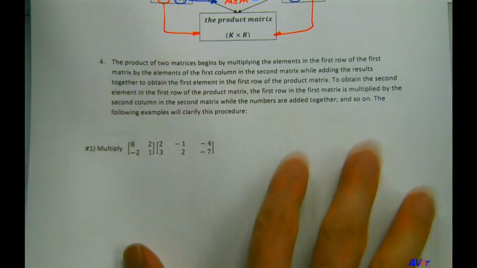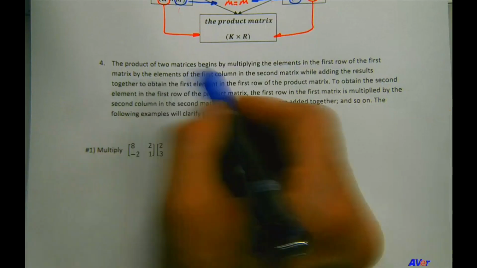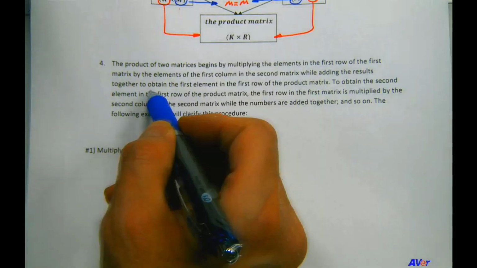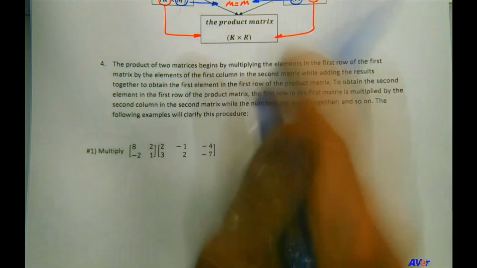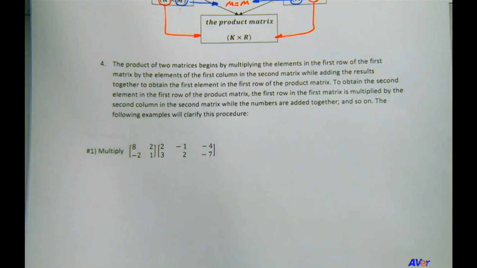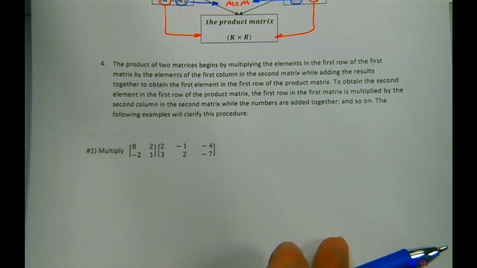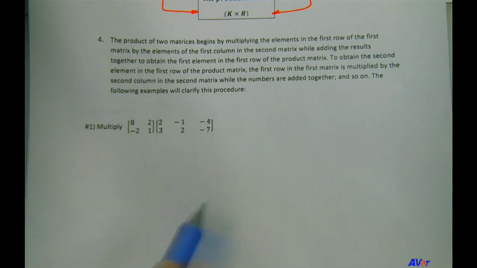Okay? So, the product of 2 matrices begins by multiplying the elements in the first row of the first matrix by the elements of the first column in the second matrix, while adding the results together to obtain the first element in the matrix. Okay, in this short paragraph, I'm writing in words because some of you might prefer to read what's involved when multiplying 2 matrices. But also I will explain in numbers what is happening here.